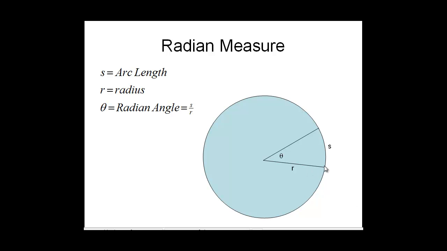If S is the arc length, for instance, if you start at a point and walk along the curve of a circle, that's called the arc length, because you're making an arc and you're walking along that length. The angle in the middle is the ratio of the arc length divided by the radius. So it's a fraction. And it's not going to come out in degrees, it's going to come out in what we call radians.